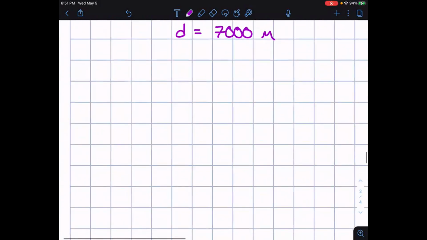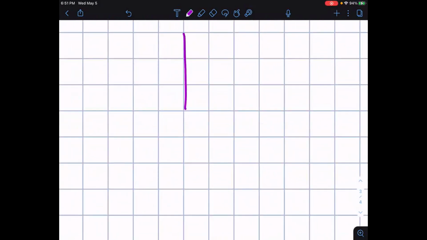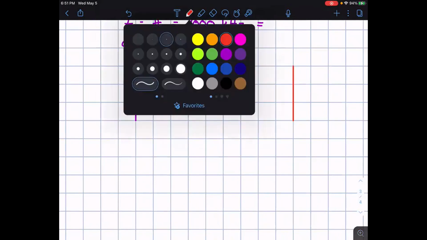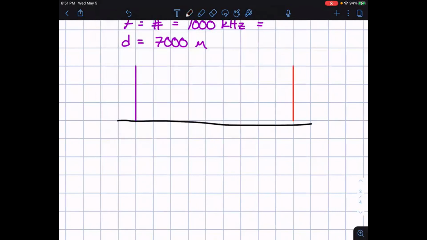First thing I'm going to do is take its advice and draw a quick picture. I've got one tower there, and I'll put one tower in red over here, separated along the ground by some distance d, or 7,000 meters. They are broadcasting at some frequency, and the frequency is the same for both of them, so that's not something we have to worry about. But we are concerned with the distance between destructive interference patterns.